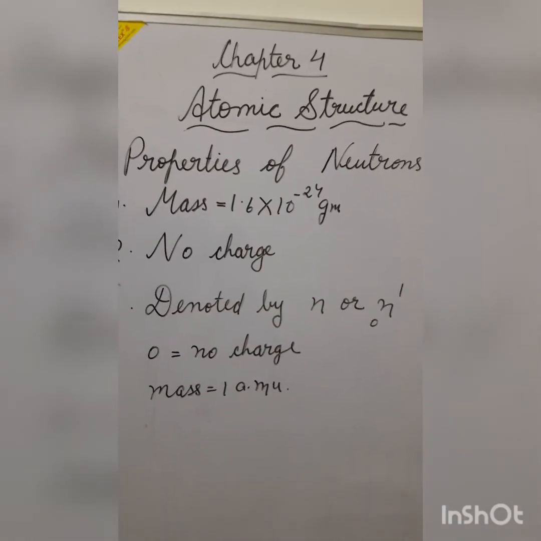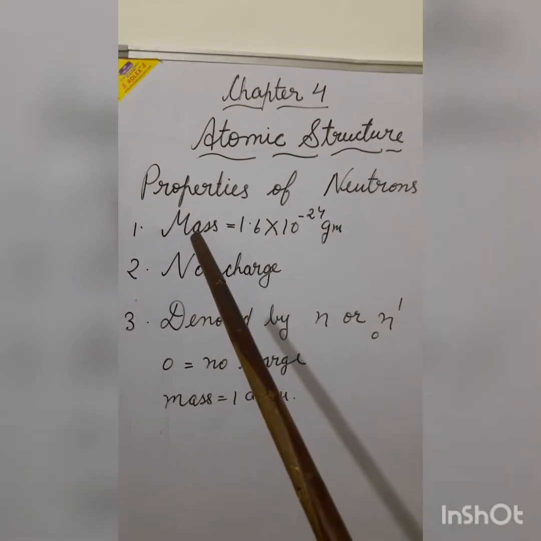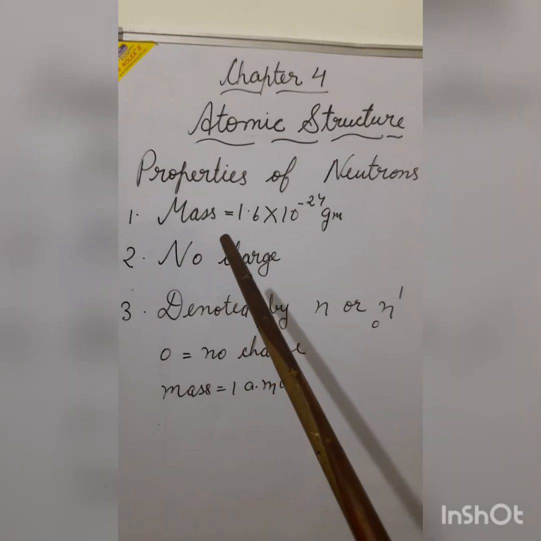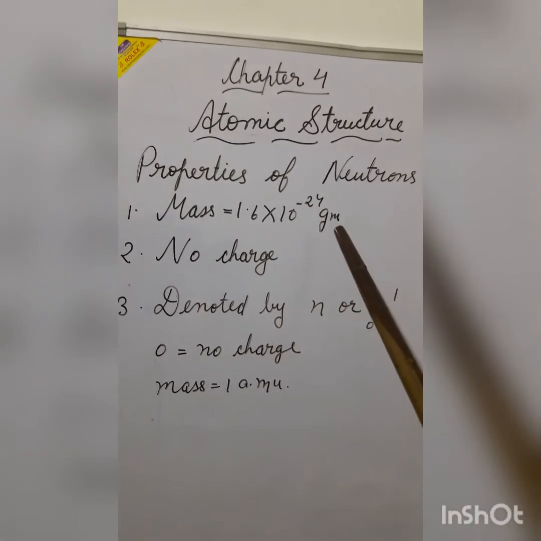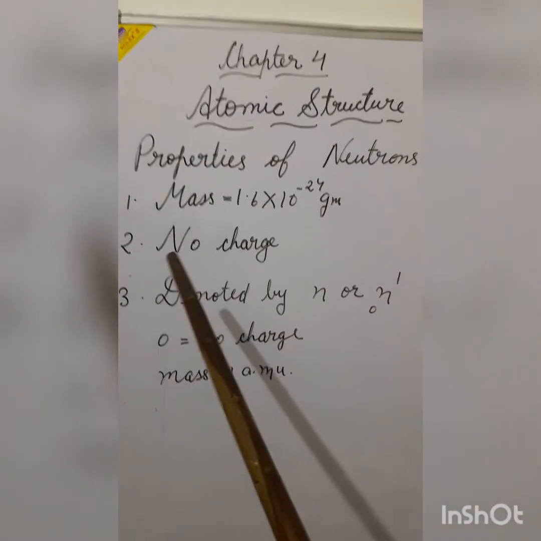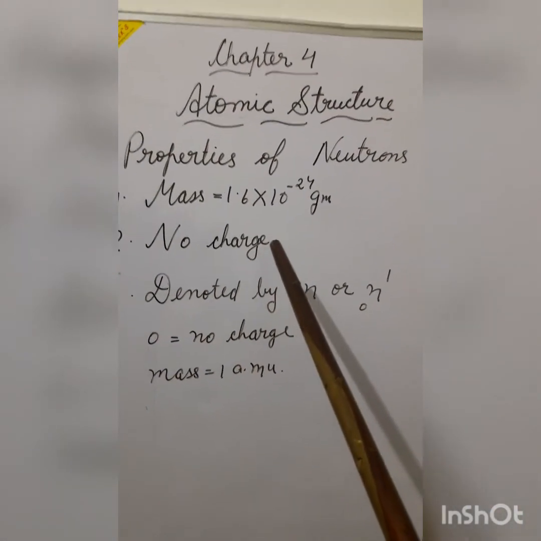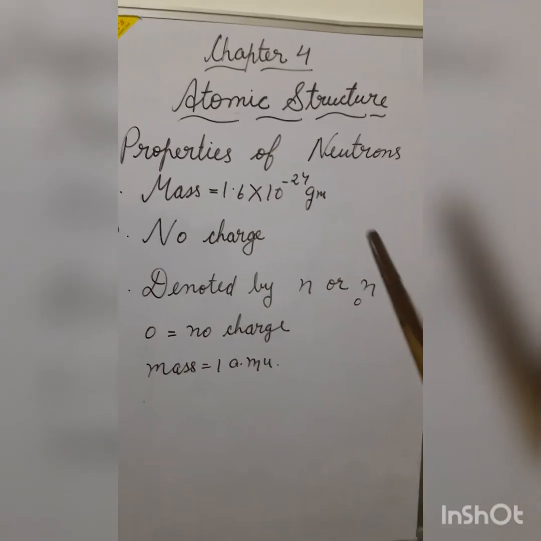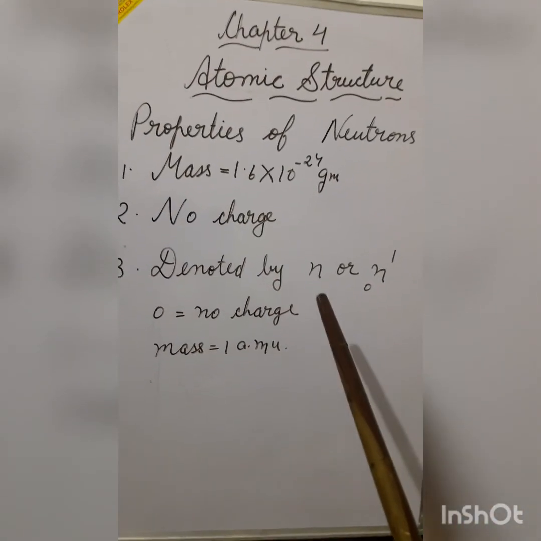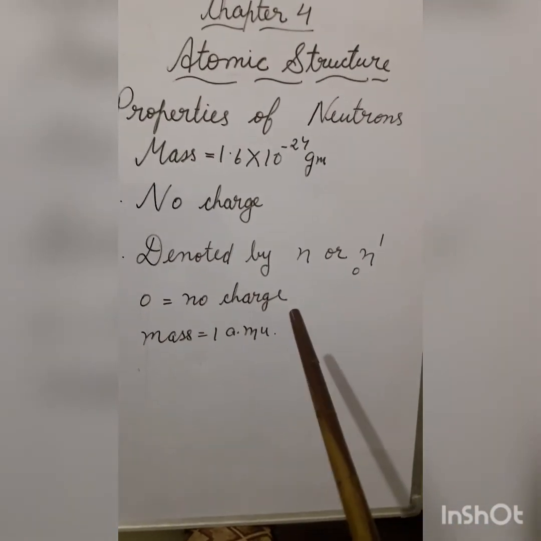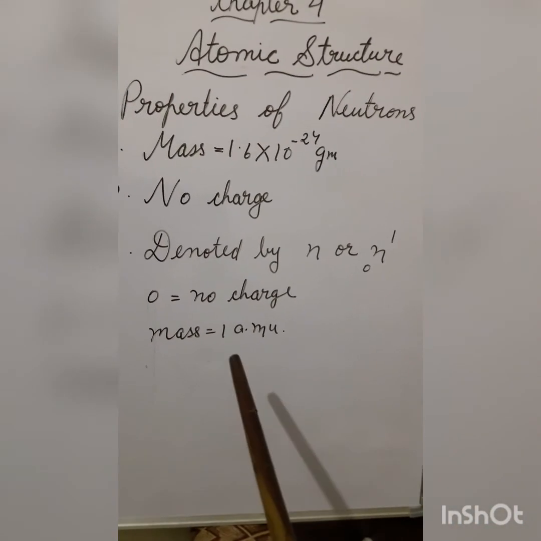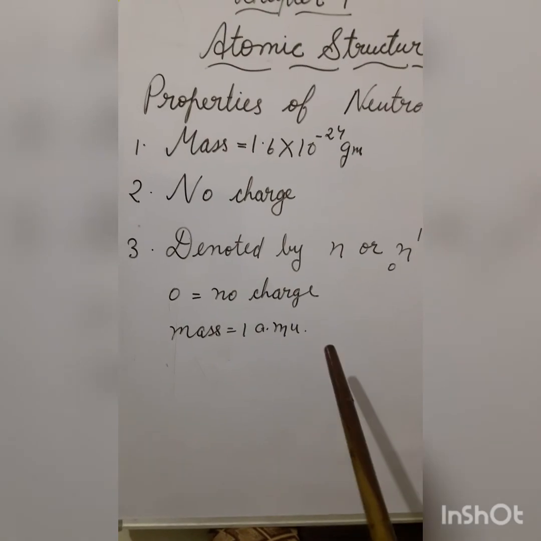Properties of neutrons. The mass of neutron is nearly the same as that of the proton, 1.6 × 10^-24 grams. It has no charge, so it is a neutral subatomic particle. It is denoted by n or ₀n¹, where 0 stands for no charge and mass is 1 AMU, atomic mass unit.